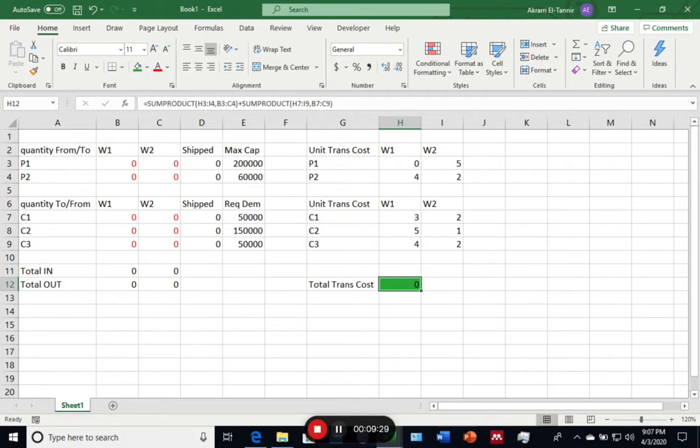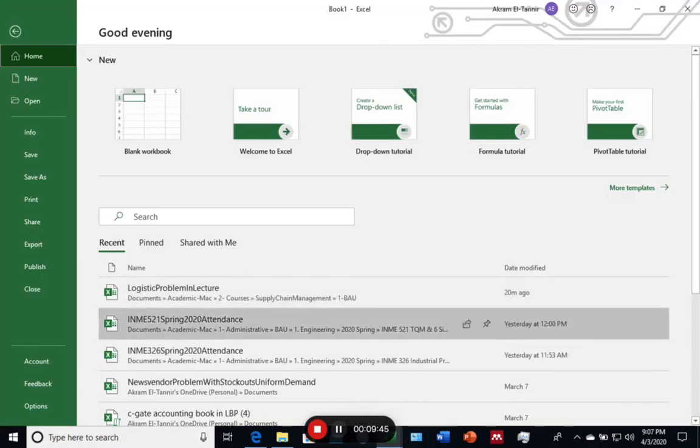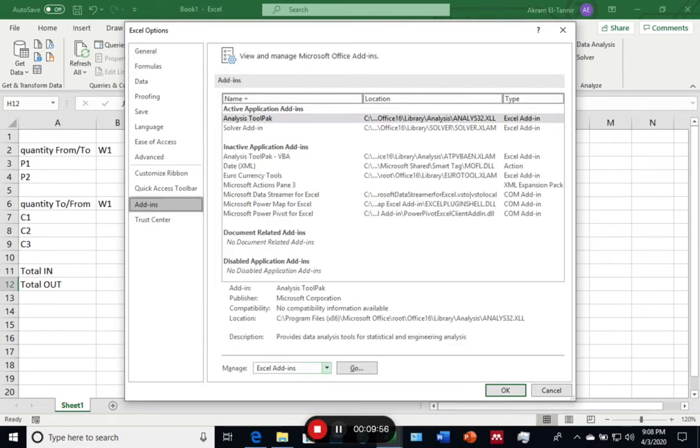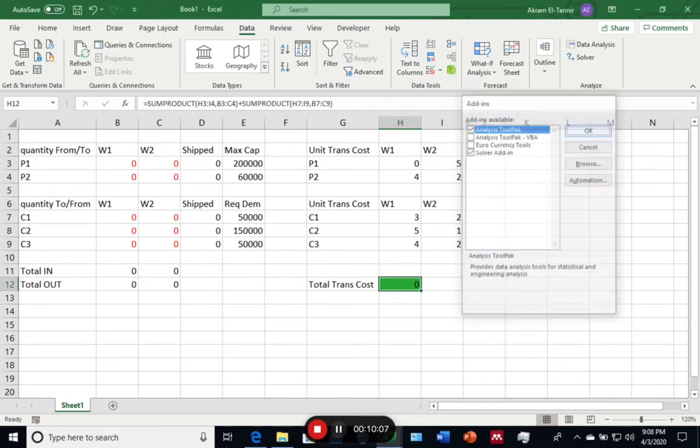Now to use solver, it's an add-in for Excel. You find it under the data menu. If it happens that you don't find it, then what you've got to do is go to File, Options, go to Add-ins, make sure you're managing Excel add-ins. Click go and make sure that you pick the solver add-in. If you're done with that, it's going to show.